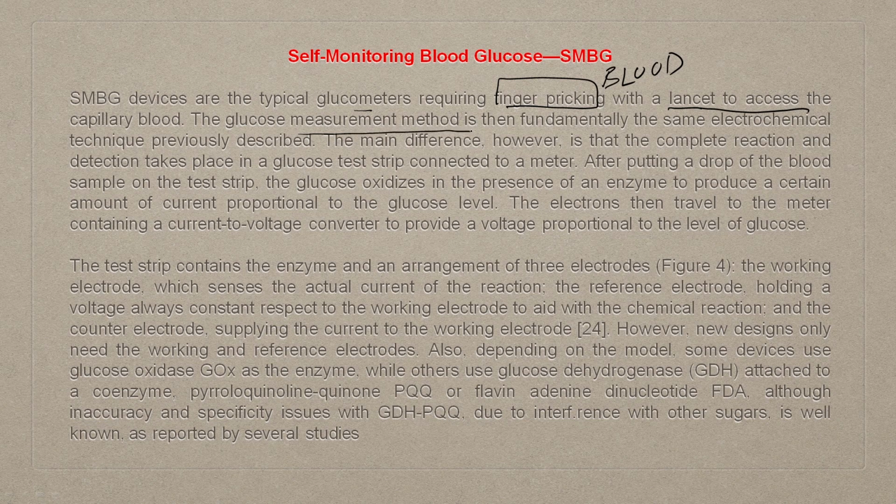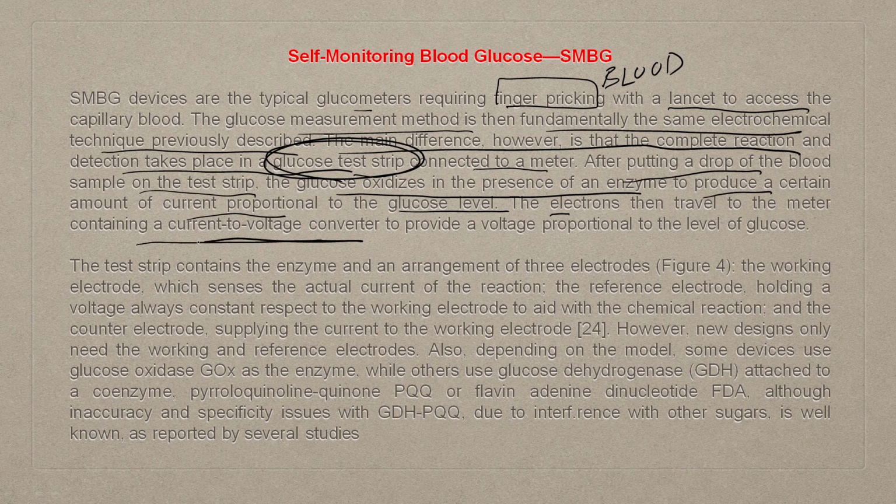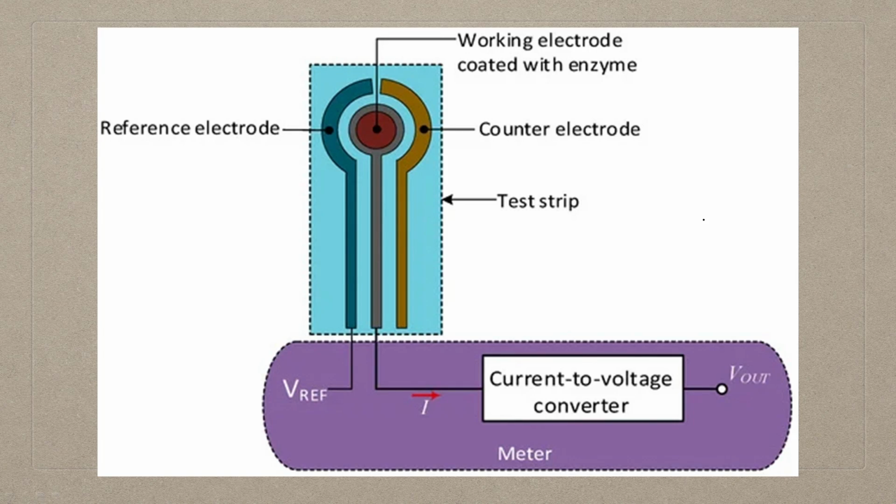The glucose measurement method is then fundamentally the same electrochemical technique previously described. The main difference, however, is that the complete reaction and the detection take place in a glucose test strip connected to a meter. After putting a drop of blood sample on the test strip, the glucose oxidizes in the presence of an enzyme to produce a certain amount of current proportional to the glucose level. The electrons then travel to the meter containing a current to voltage converter to provide a voltage proportional to the level of glucose. So, now if you look at the device, this is how the device looks like.